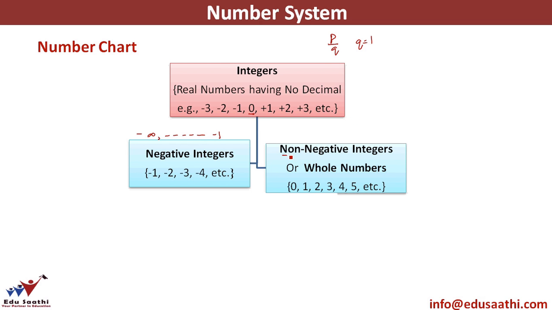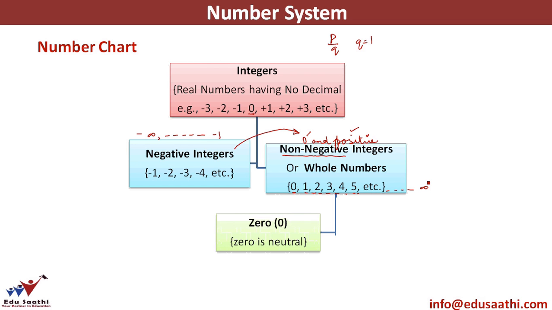Non-negative integers means non-negative means 0 and positive. Now 0 is neither negative nor positive. So 0 will not come in the negative category, 0 will not come in the positive category. But when I'm saying non-negative, that means non-negative. They should not be negative. They can be 0 or they can be positive. So non-negative will start from the case of 0 and extend till plus infinity. They'll go on till plus infinity.